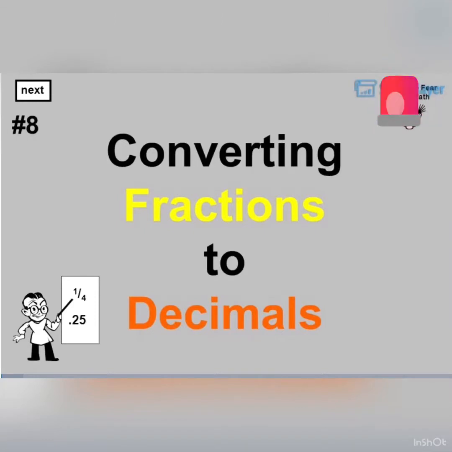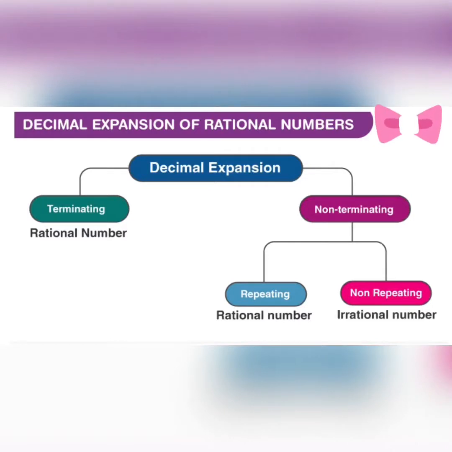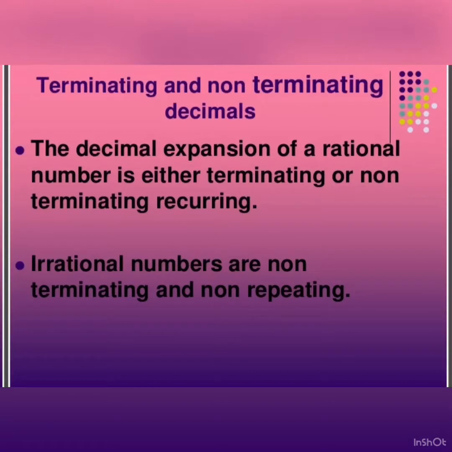As you all know, a rational number is represented by p by q, where q is not equal to 0. So any rational number can be changed into decimal form by dividing p by q. When a rational number is converted into its decimal representation, there are two possibilities, that is terminating and non-terminating decimal. Non-terminating decimals are further divided into two parts, that is repeating and non-repeating. Let us discuss them briefly.